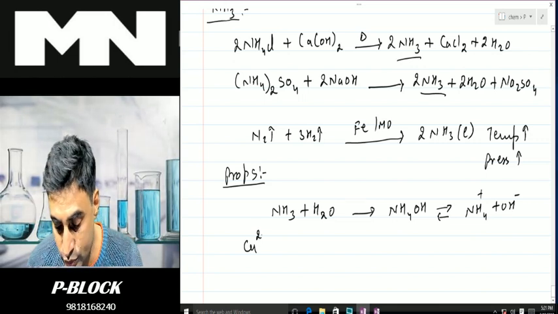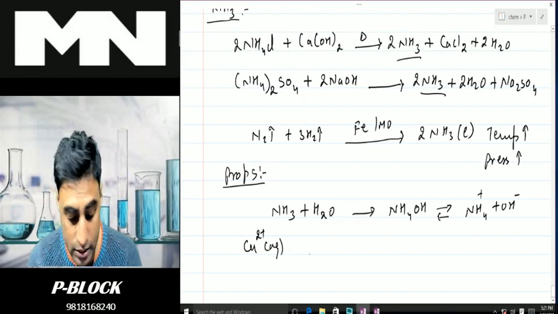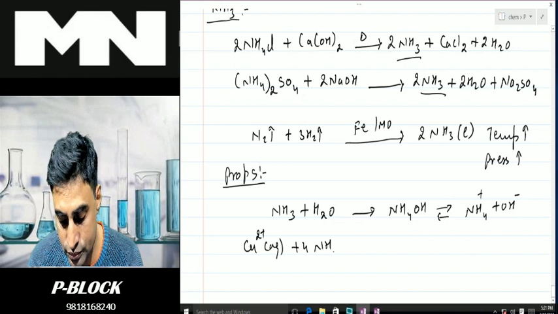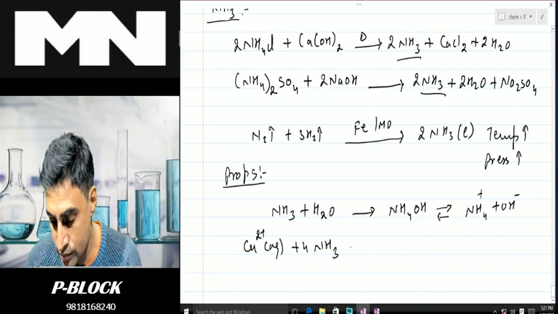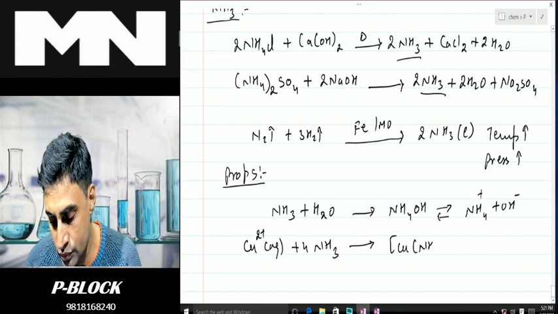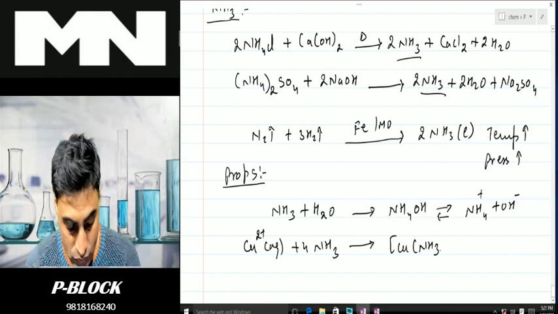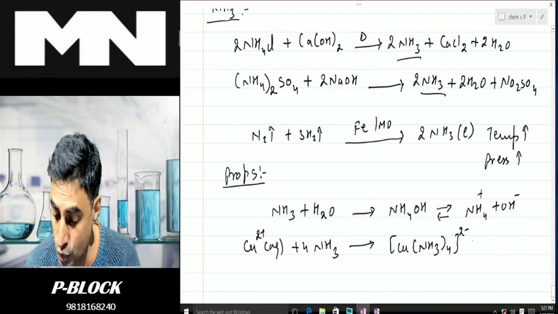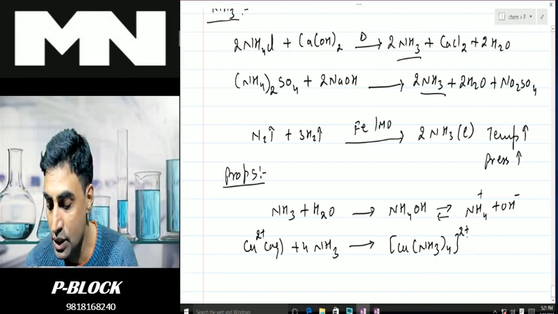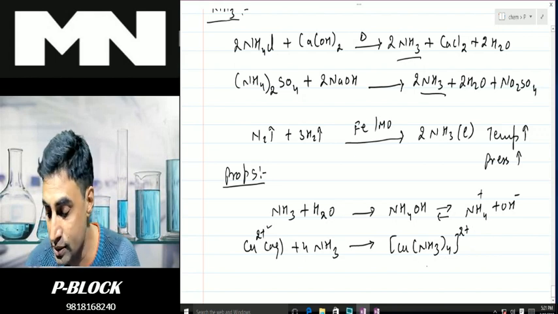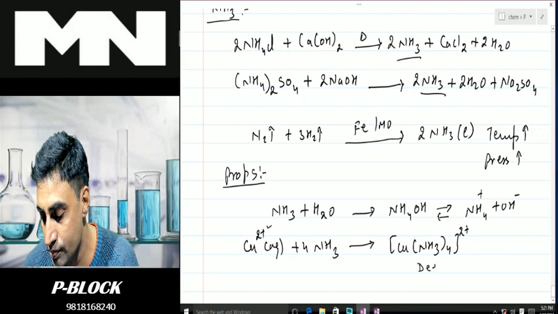If you have Cu2+ ion in the aqueous medium, as you know they are slightly blue in color, and you add ammonia to that, that will form [Cu(NH3)4]2+ complex. Because ammonia is a neutral ligand, the 2+ charge belongs to copper, and this is a deep blue colored compound.